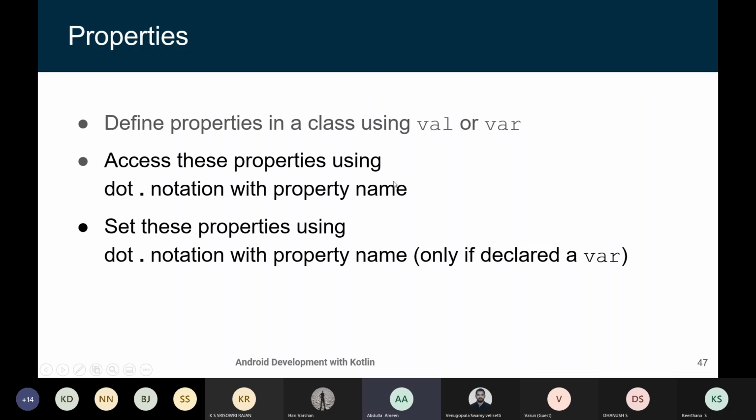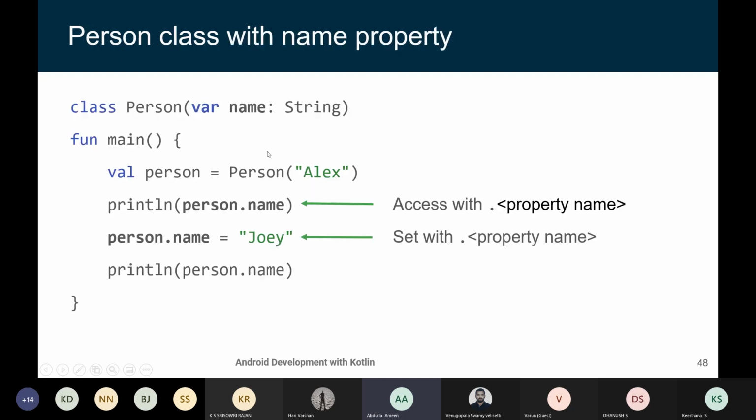The classes will have different properties, which can be variables, so val or var, and we can access the properties using the dot operator. So if we have an object named bb and then a dot and then the name of the property, then we can access those properties.